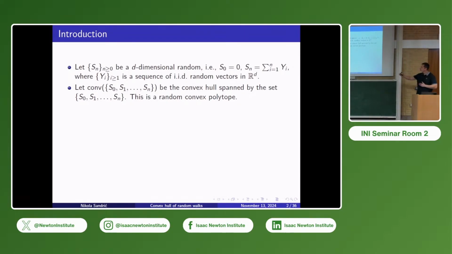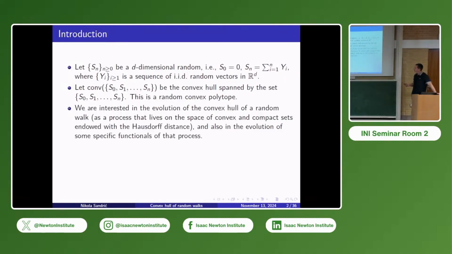So we let the walk run up to time n. In this way, we get at most n+1 points in our state space in Rd, and we take a convex hull of these points. This is a compact and convex set. Actually, it's a polytope, right? And our aim is to study the evolution of this polytope, this convex set.